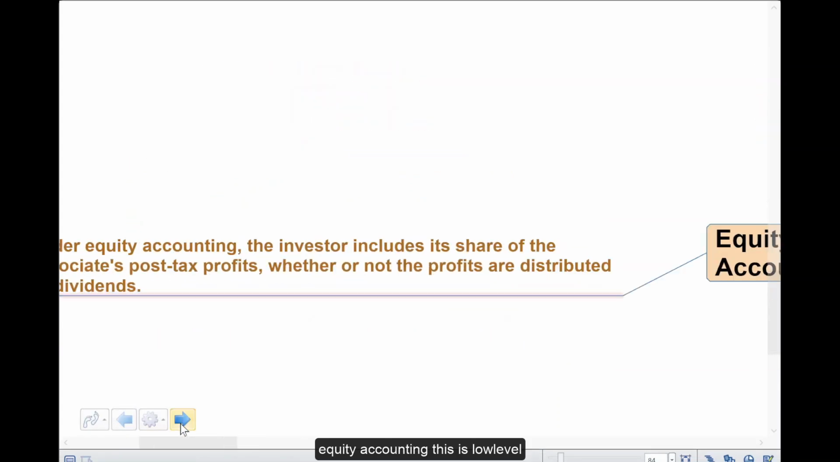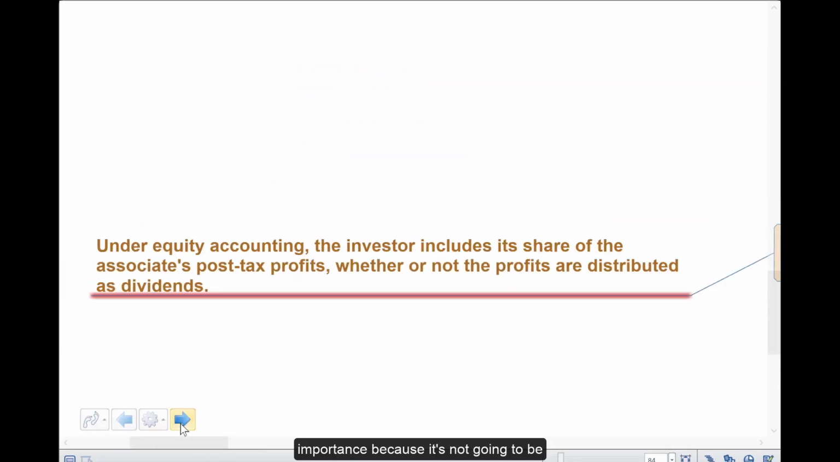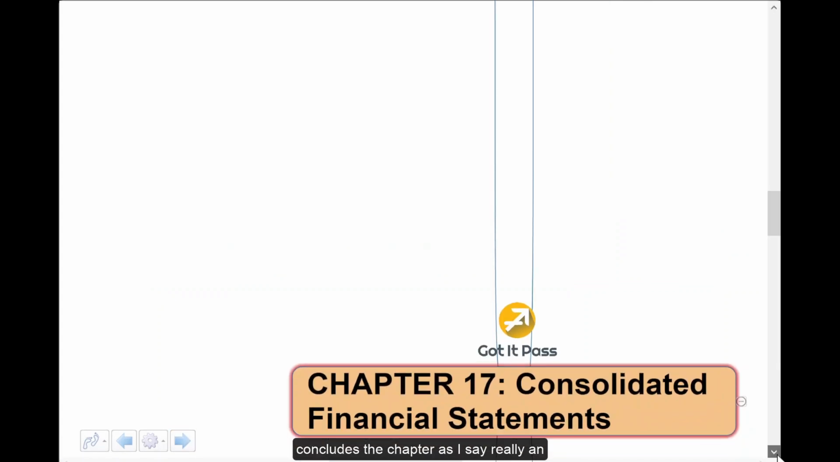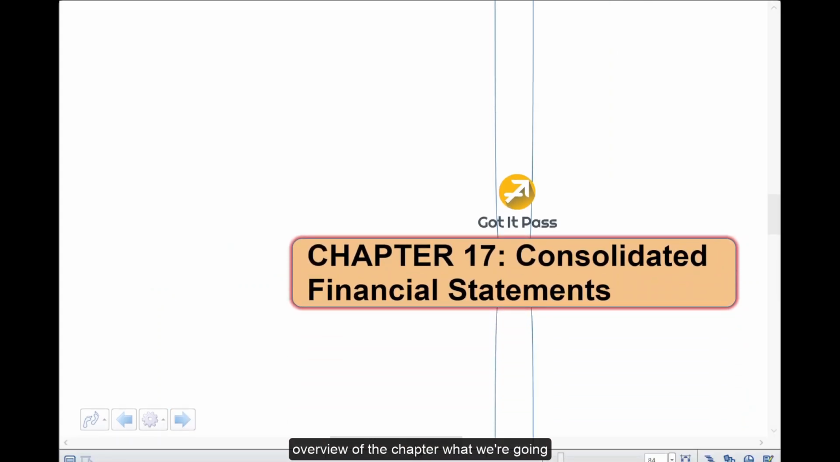In terms of equity accounting, this is low-level importance because it's not going to be examined, as you'll see within the study hub, that we're specifically told equity accounting is not relevant, strictly speaking. We're talking about the associates' post-tax profits and the dividend element. So not really relevant to us at all. I don't expect questions really in this area. Okay? So this concludes the chapter. As I say, really an overview of the chapter.